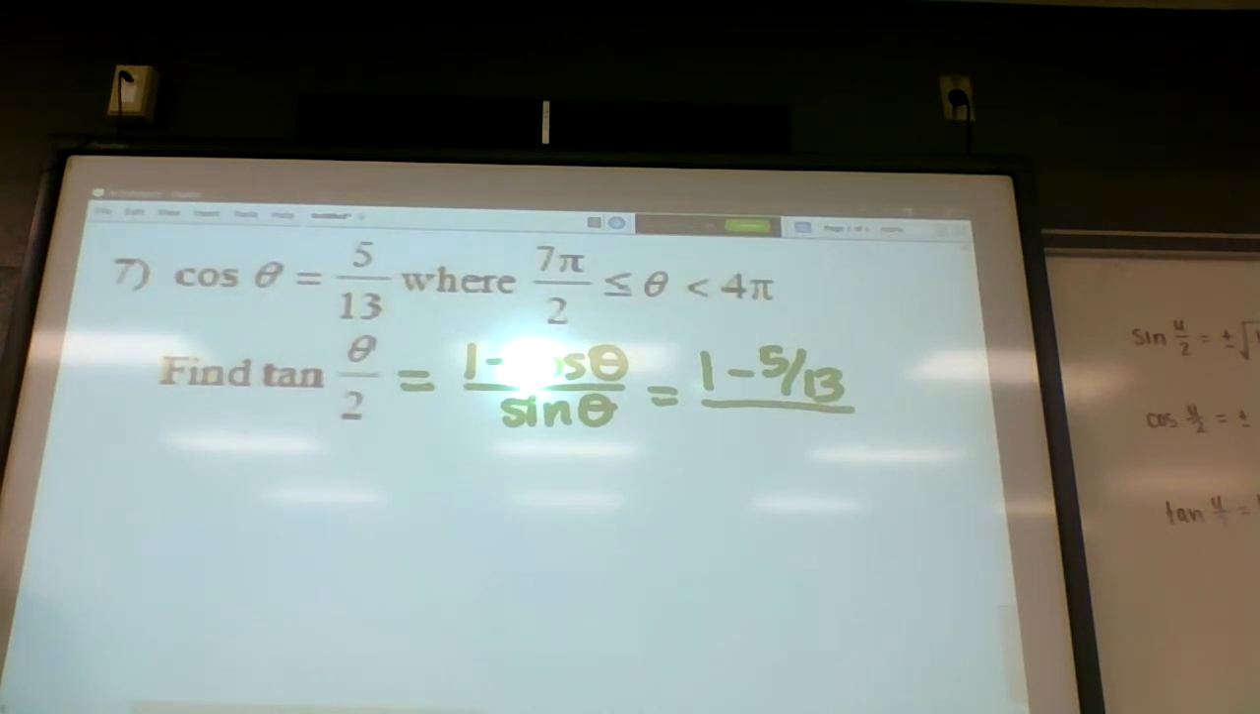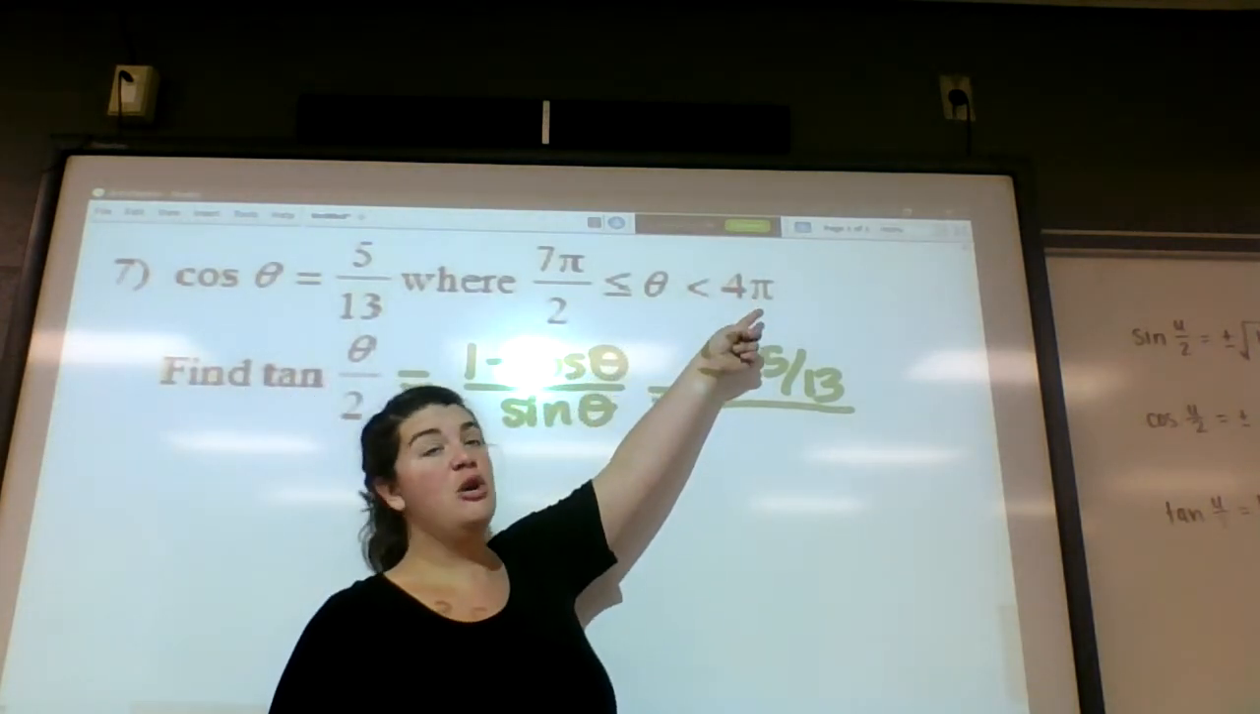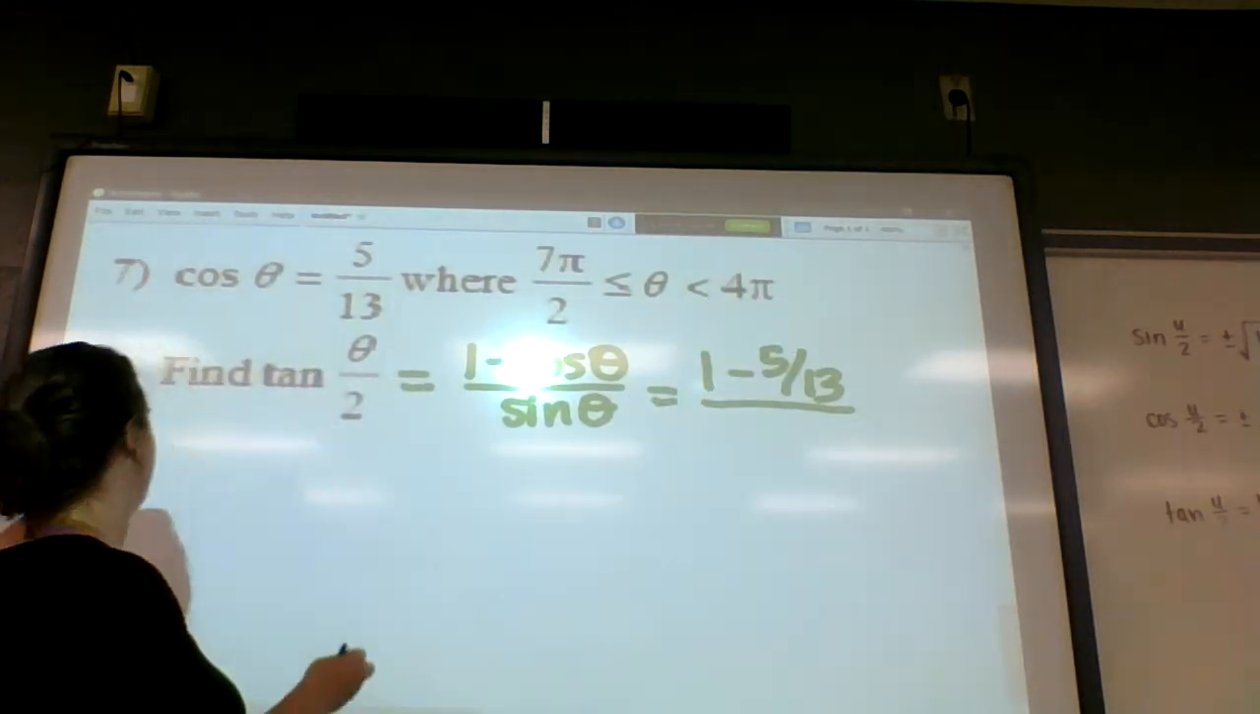By the way, what quadrant is theta in? Because that's just going to help us with pluses and minuses. It is in Q4, right? The easiest way to tell is 4 pi is the same as 2 pi. And so theta comes right before 2 pi. So that has to put it in Q4.